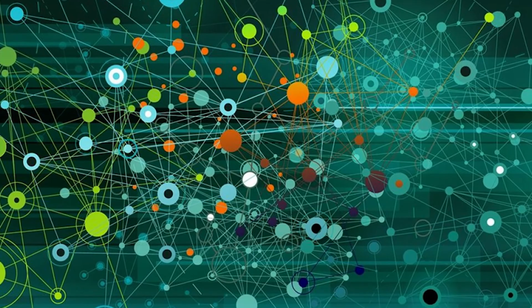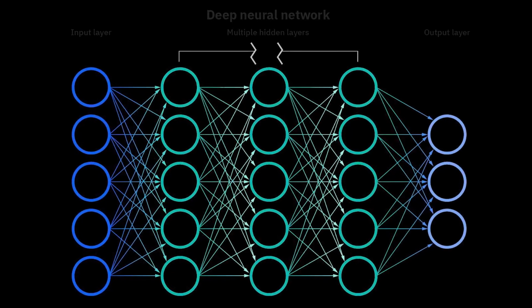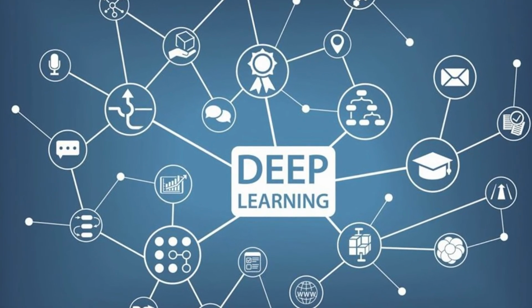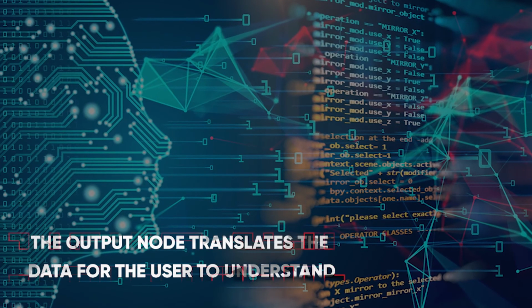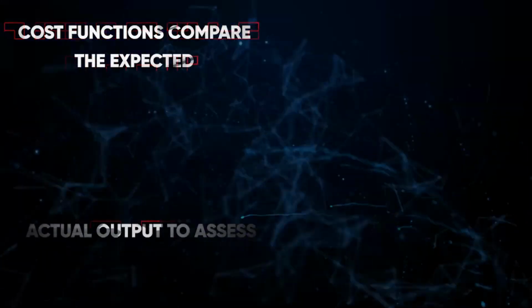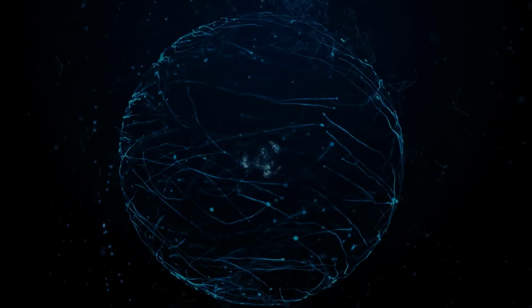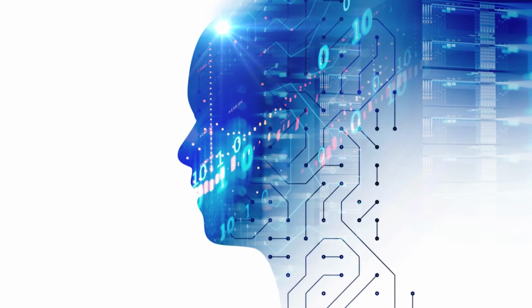Following the activation process, the network comes to the output nodes. Typically, this step acts as an interface between the user and the system. The output node translates the data for the user to understand. Cost functions compare the expected and actual output to assess the model performance. Depending on your requirement, you can select from a range of cost functions to decrease loss function. A lower loss function will result in a more precise output.